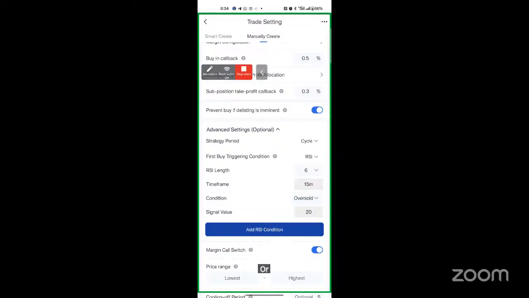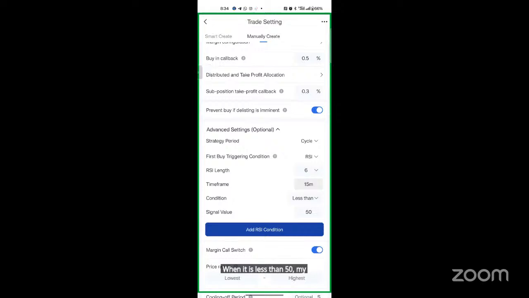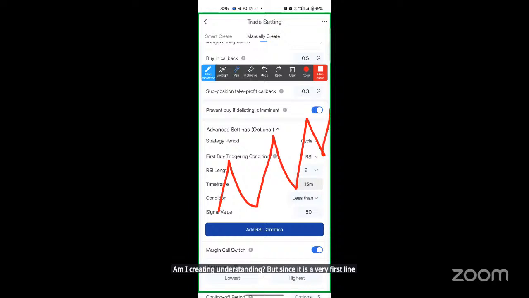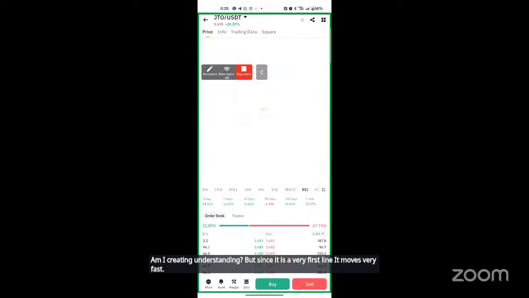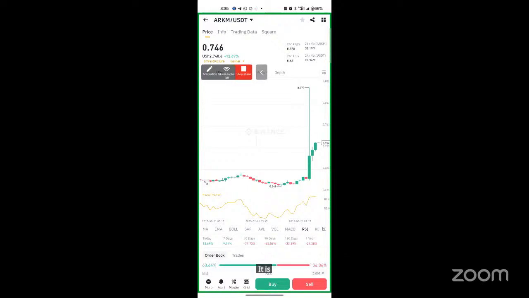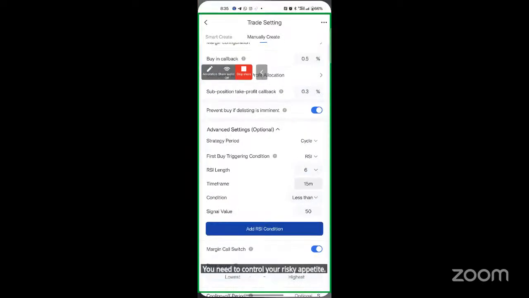Or you can say the RSI of 6, when it is less than what? When it is less than 50, my robot should buy. This means you don't fear danger. So when this RSI of 6 gets anything below 50, the robot will buy. Am I creating understanding? Since it is a very fast line, it moves very fast. It's like an ambulance saving a life. It is very fast because it's looking at the swings. You need to control your risk appetite when using the RSI of 6.